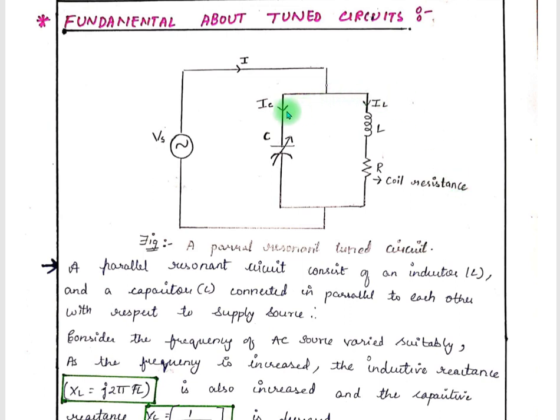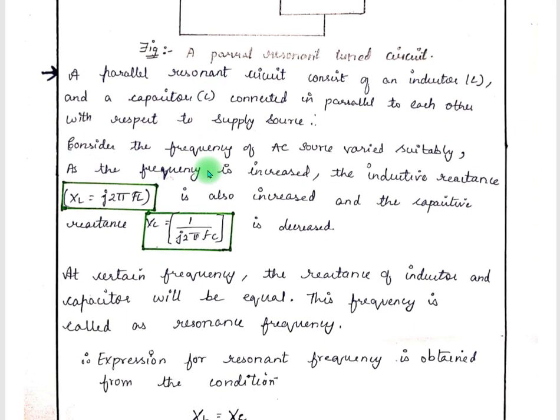The figure shows a parallel resonant circuit connected across an AC source supply of variable frequency. Now consider the frequency of the AC source is varied suitably. As a result of this, the circuit will encounter different impedance at different frequencies. As the frequency is increased, the inductive reactance XL equal to j2πfL is also increased, and the capacitive reactance XC equal to 1 by j2πfC is decreased.